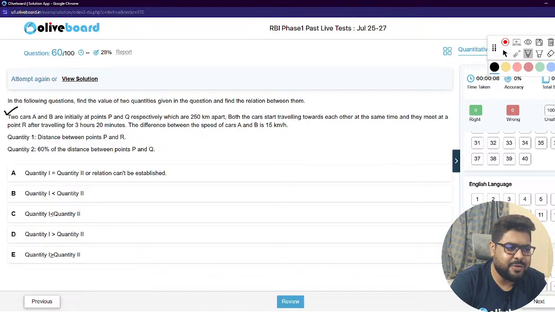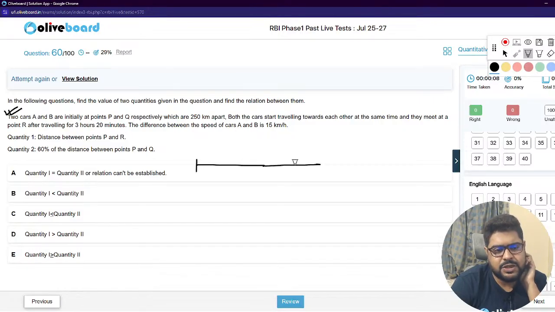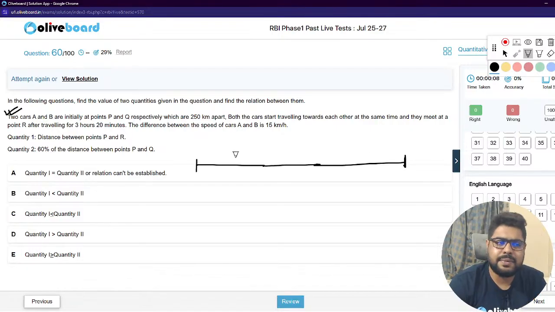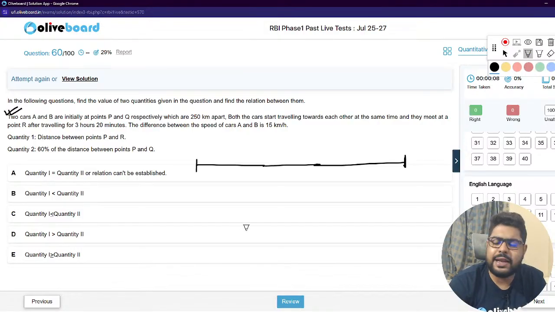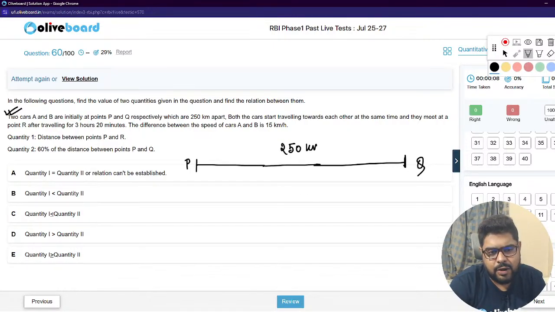Moving on. Now again, time, speed, distance. Two cars initially at this, chalo. I told you in this situation, it always makes more sense to make a simple line diagram. In my classes, I've told you multiple times, the whole picture is then very clear in front of you. Two cars initially at P and Q. A and B moving. So they are at 250 kilometers.